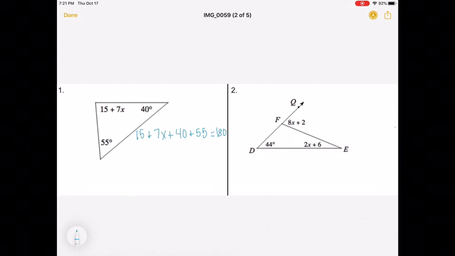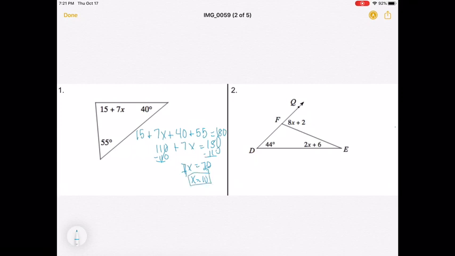All right, if you paused, hopefully you combine your like terms first. You should have gotten 110 plus 7x equals 180. Subtract 110. 7x equals 70. Divide by 7. X equals 10. All right, remember, always reread your question. Did it ask for x or did it ask for the angle? In this case, they just said x, so we are done.